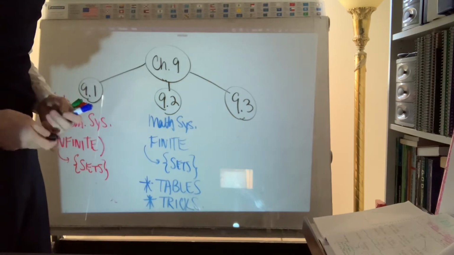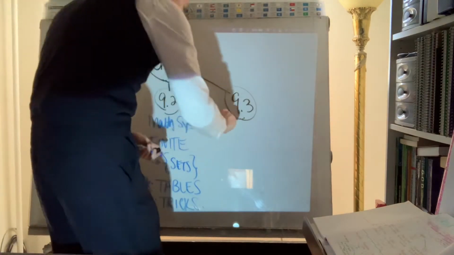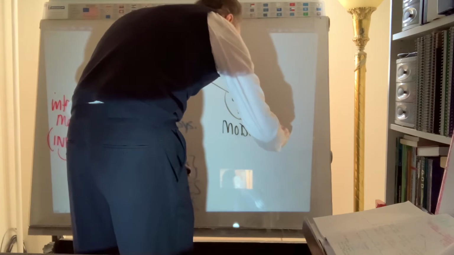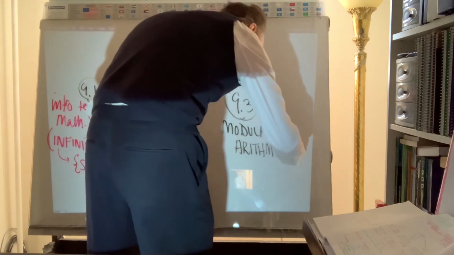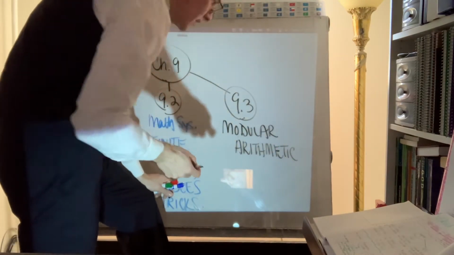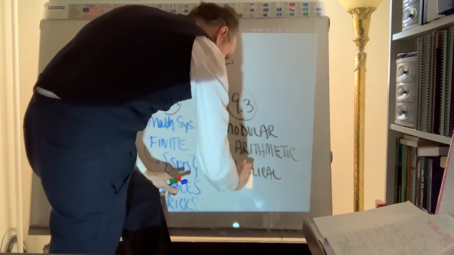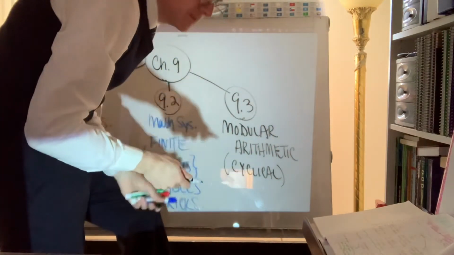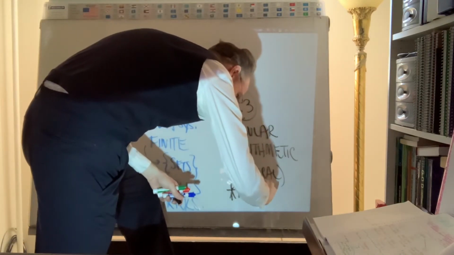What we'll be doing in section 9.3 eventually is something called modular arithmetic. And modular arithmetic is basically cyclical, meaning like a clock is cyclical, it repeats. And there are some notations that we have to familiarize ourselves with.